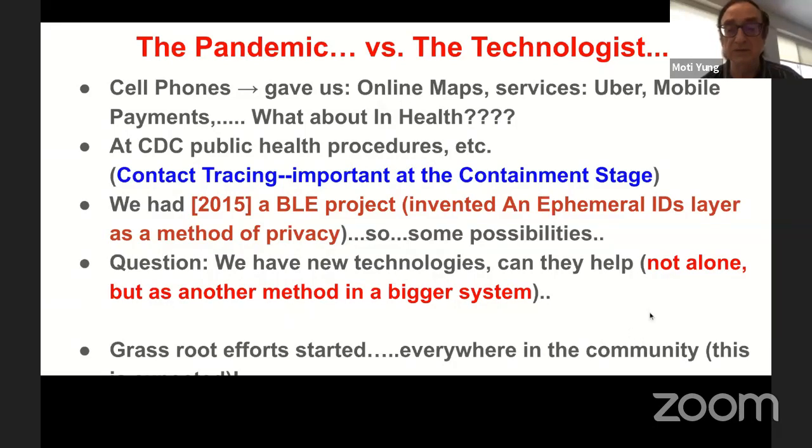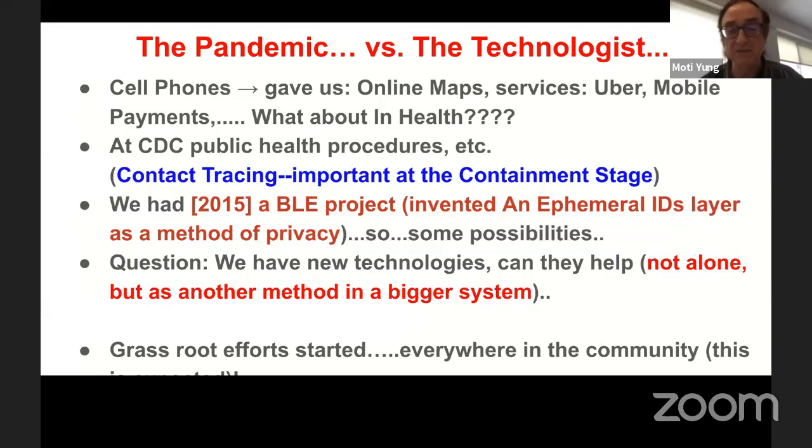It's not the goal of the mobile phone. And as technologists, we can ask, we have new technologies, can they help? Not alone, not by themselves, not as a replacement, not divorced of the politics and the country and the setting and the culture around it. But it indeed happened that grassroots efforts started everywhere in the community, from academia, government, organizations, and industry.